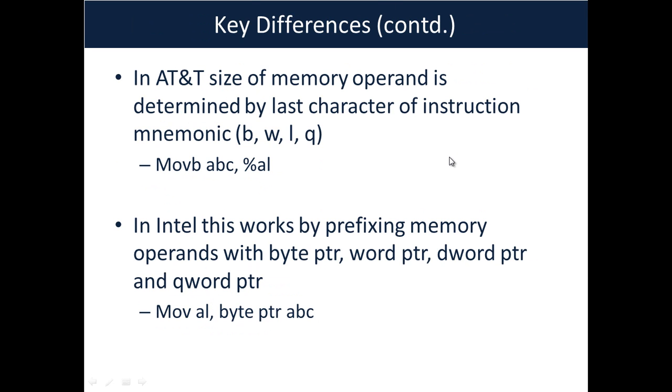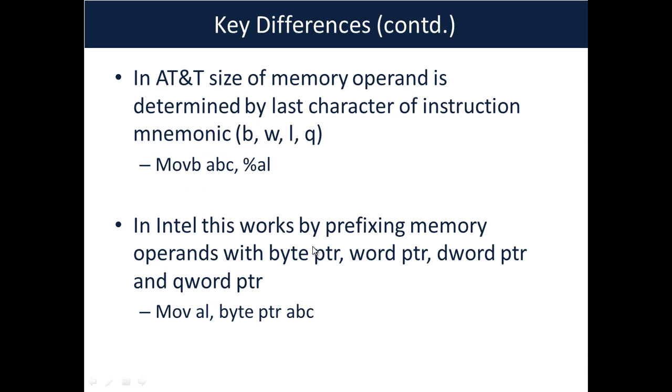Some of the other key differences include the size of the memory operand. In AT&T, it is typically determined by the last character. What we mean by this is, if you want to use mov in AT&T, we would typically suffix either a B, W, L, or Q, denoting the size of the memory operand. So movb would actually move a byte, movw would move 2 bytes, and so on and so forth.